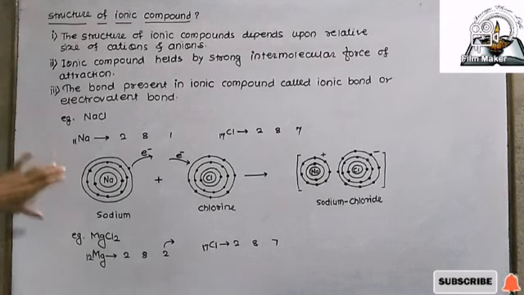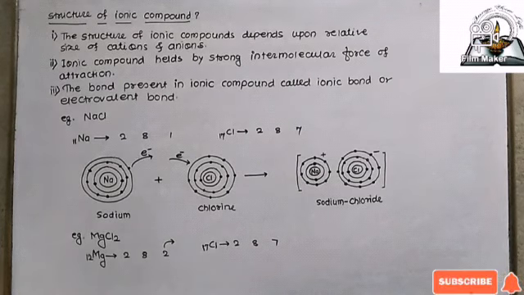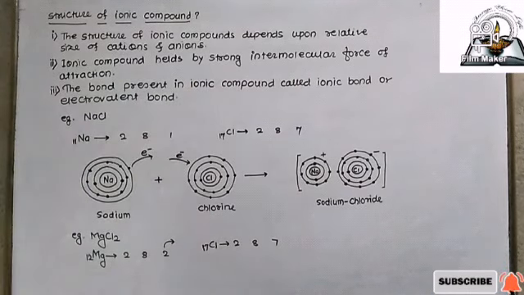So what is the structure of the ionic compounds? Generally these molecules, ionic compounds, are solid in state. The structure of an ionic compound depends on the relative size of the cation and anion. Ionic compounds are strongly held by intermolecular force of attraction.